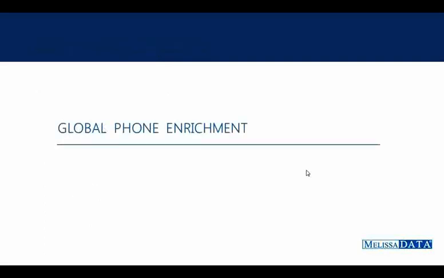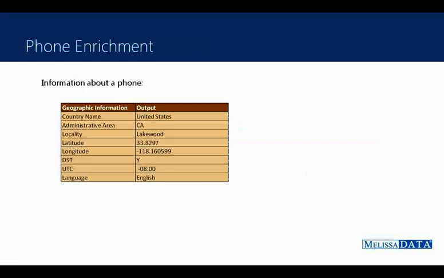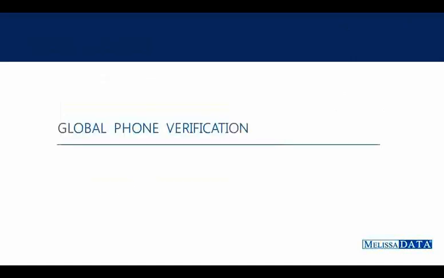Some of the enrichment information or additional data that you get by using our solutions for global phone numbers is that when you enter a global phone, you also get the country name for that phone number. Then you also get the administrative area, which is like the state, and the locality, which is like the city. You also get the latitude and longitude for the phone number, the daylight savings time flag, the UTC, as well as the language that is spoken for that country. These are the types of metadata and enrichment information you're getting back out of the global phone solution.